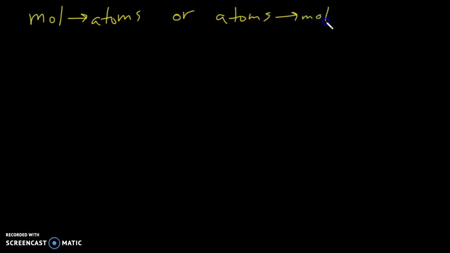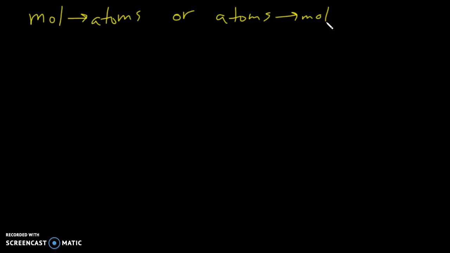This one we're going to be talking about our first type of one-step conversion, which is going from moles to atoms, or from atoms to moles, which these conversions are going to be very similar. Usually we're just going to flip the conversion factor over depending on which type of conversion we're doing.